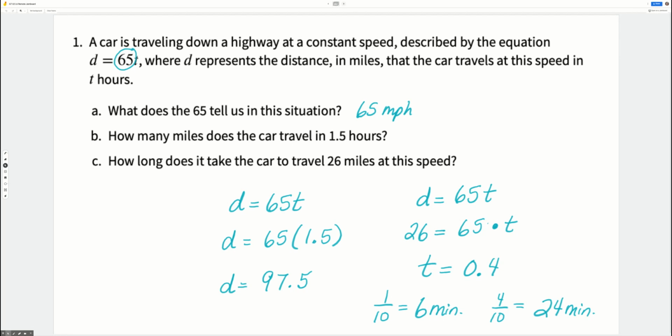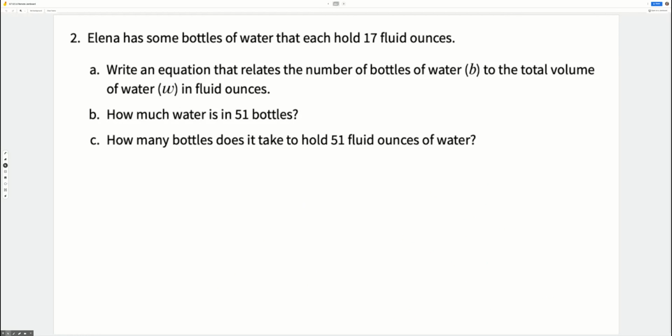I'm going to work with you on number 2, and then practice problems 3 through 5 I'm going to have you do on your own. But here is our next one. Elena has some bottles of water that each hold 17 fluid ounces. Write an equation that relates the number of bottles, B, to the total volume of water, W, in fluid ounces.